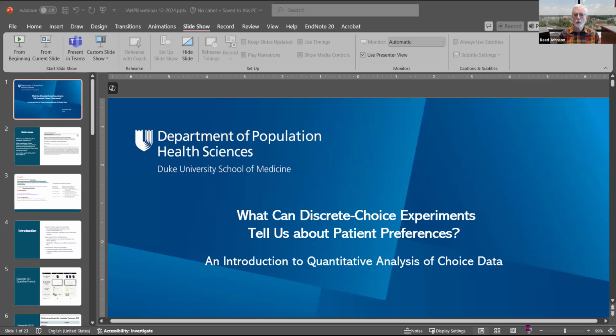And then what we ask is that people look at these two alternatives, and if these were the only alternatives available to them, which medicine would they choose? Okay, and they complete 8 to 12 of these.